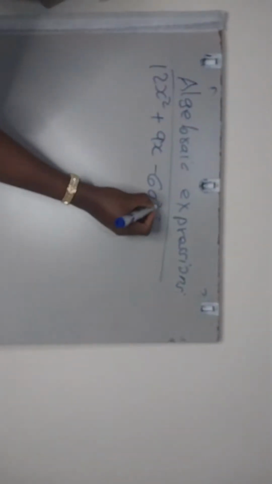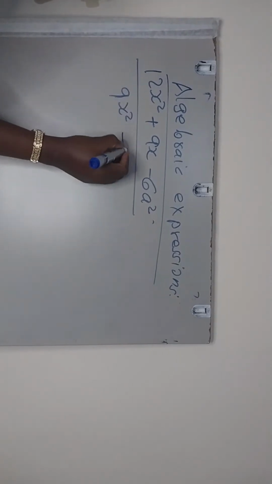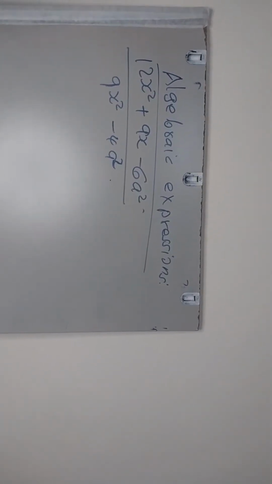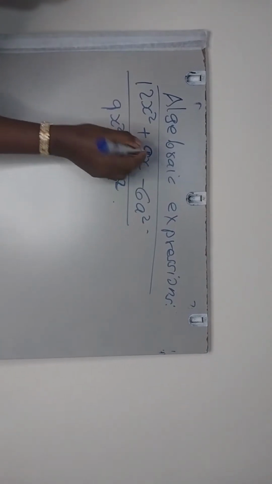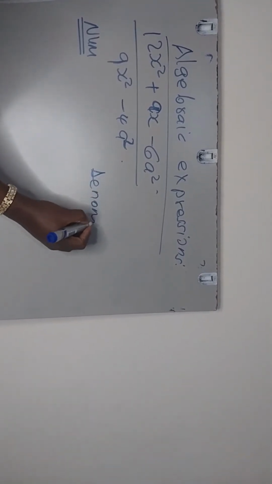Now we have another question that says, this is from the year 2008. This says 12x squared plus ax minus 6a squared all over 9x squared minus 4a squared. So as obvious, we'll now start with the numerator, denominator, then overall.